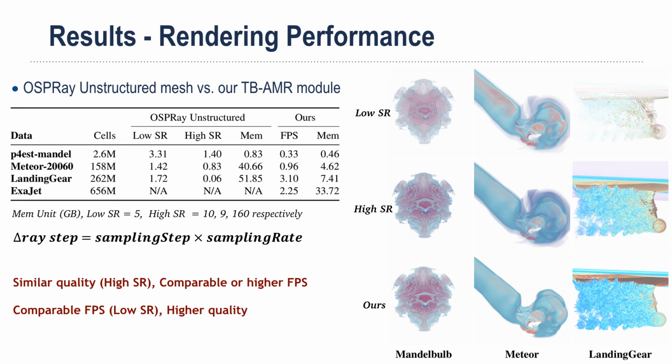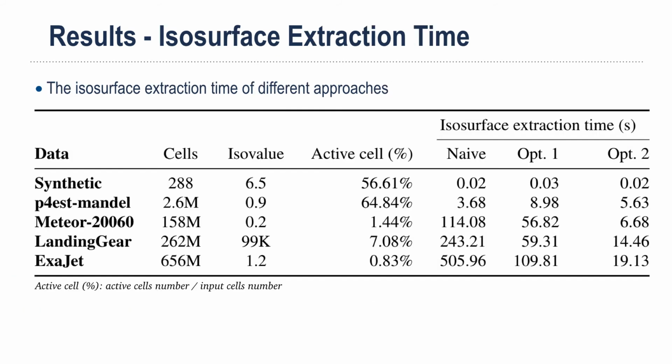When using a high sample rate, the unstructured mesh renderer produces images with similar quality to our module, yet our frame rate is comparable or higher. By contrast, when using a low sample rate, our module can render images of higher quality while maintaining comparable frame rate. In addition, the memory consumption of our module is way lower than the reference renderer.